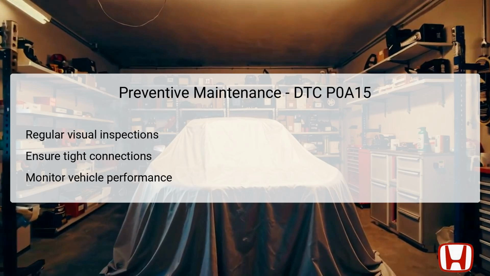Preventive maintenance is essential for avoiding recurrence of DTC P0A15 and associated issues with the engine mount actuator. Regular visual inspections of the engine mount and its connections can help identify wear or potential failure points before they become significant problems. Ensuring that all electrical connections remain tight and free from corrosion is vital to maintaining circuit integrity.